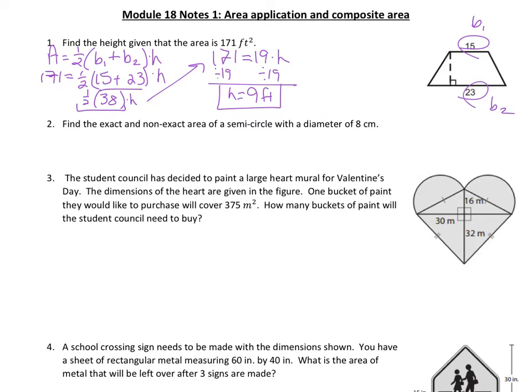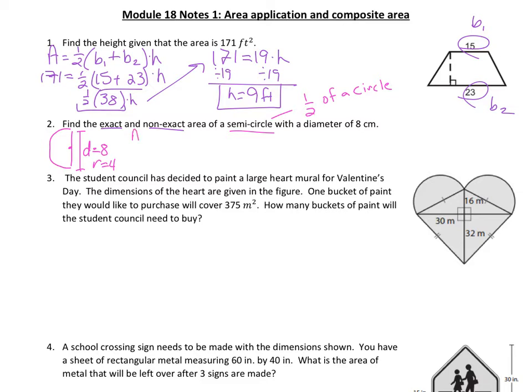On the next one, we need to find the exact and the non-exact answer. So our exact answer will have pi or square root or something like that in our answer. The non-exact will just be a decimal. We are finding the area of a semicircle, and a semicircle is really just half of a circle. If we draw the picture of half of a circle, we know the diameter is 8. That tells us then that the radius is going to be a 4.